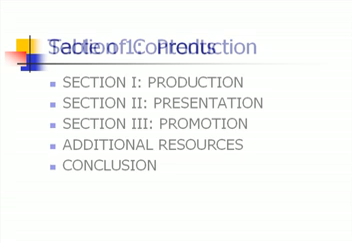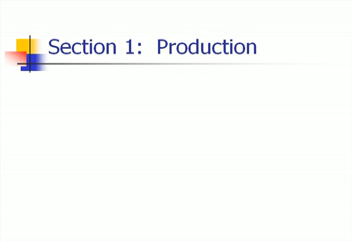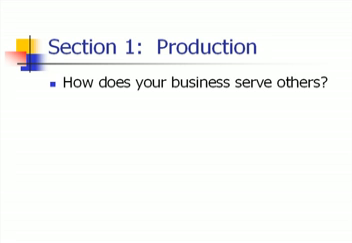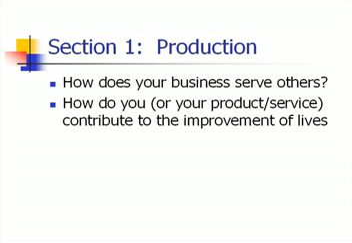Let's start with Section 1, Production, Cash-Producing Subjects. How does your business serve others? How do you or your product and service contribute to the improvement of lives? You have to look past the obvious. For example, self-help companies don't sell courses. They sell solutions to your problems. They know people's wants. Courses are a device to attain it.